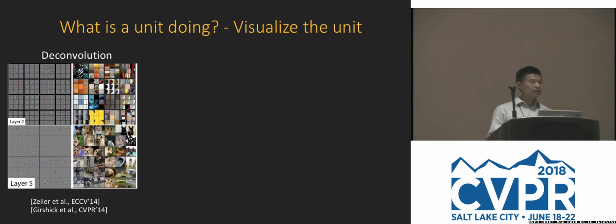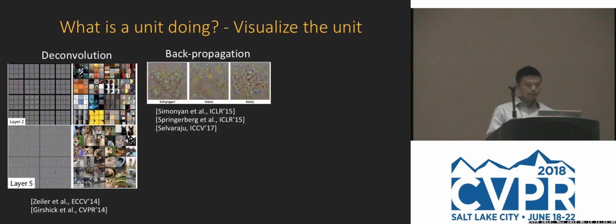Basically, they show that the units at a lower layer, such as layer two, are doing edge or texture detection. Units at a higher layer, such as layer five, are detecting more semantically meaningful concepts, such as dog heads or bicycle wheels. Backpropagation is also a very popular way to visualize the internal knowledge. They generate the gradient to modify the image, and they can back-project the learned knowledge into image space.